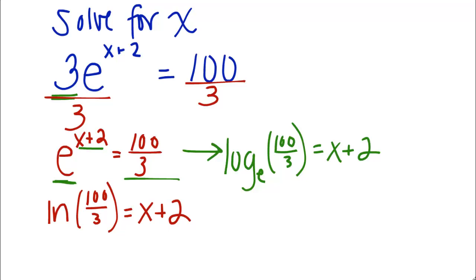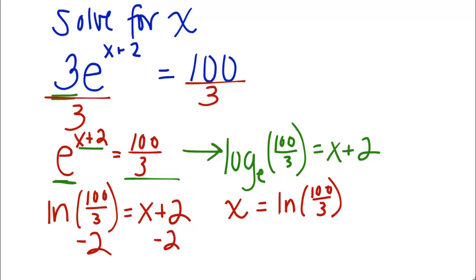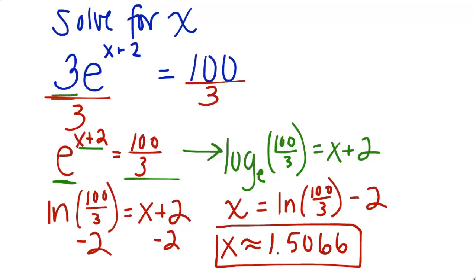I know the last thing I'm going to want to do to get x by itself is subtract 2. So x is equal to natural log of 100/3, and then whatever that is, minus 2. That's an exact answer the way I have it written, because I haven't done any rounding. Let's get a decimal approximation. Natural log of 100/3 minus 2, when I hit enter, I get that x is approximately 1.50666. So it's important to be able to get that decimal approximation. You want to make sure that you know how to type that into your calculator and how to approximate.